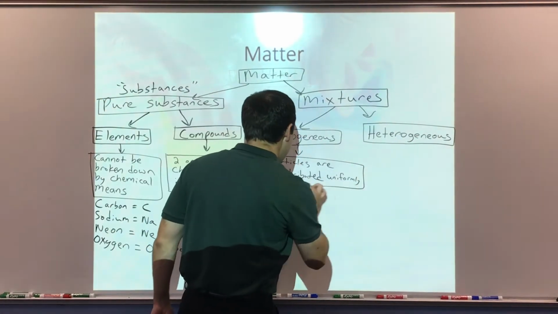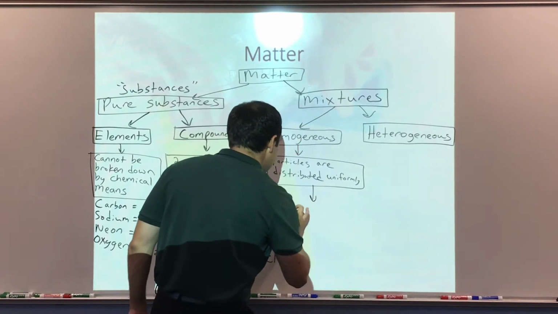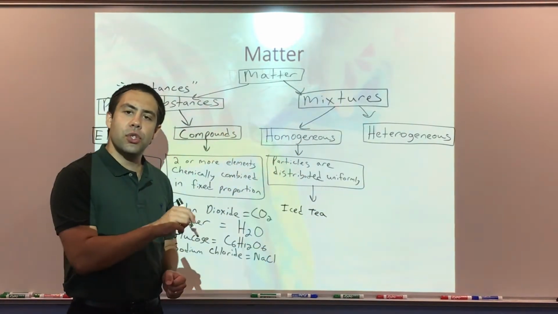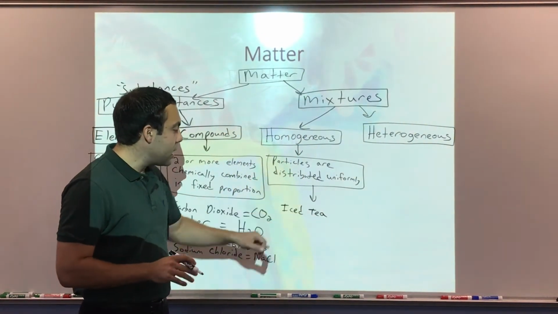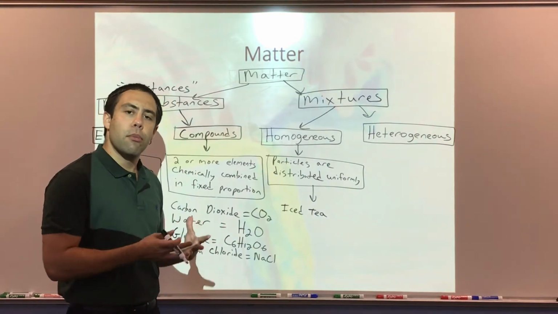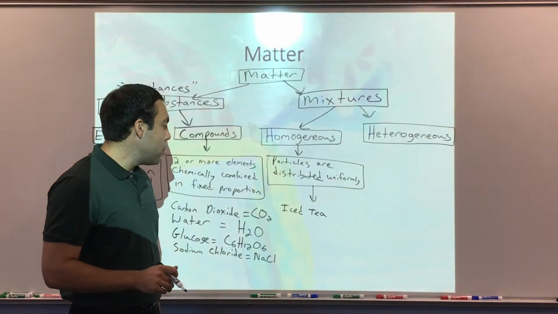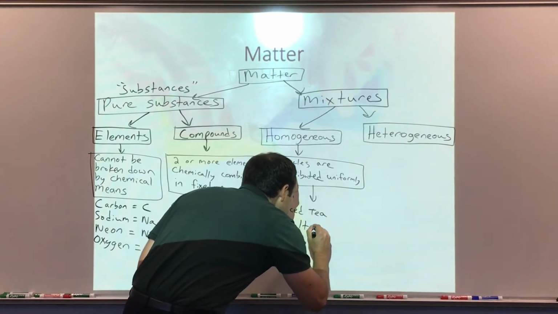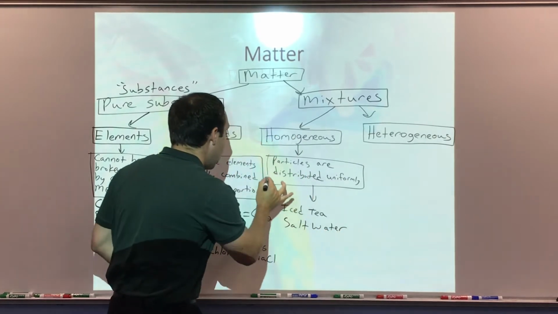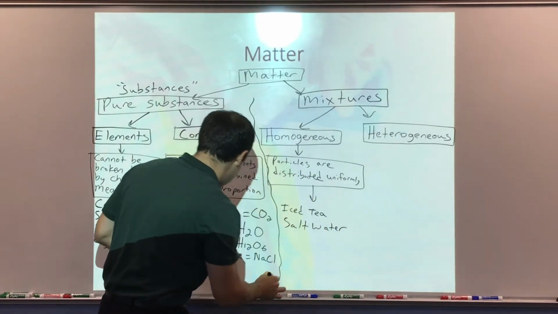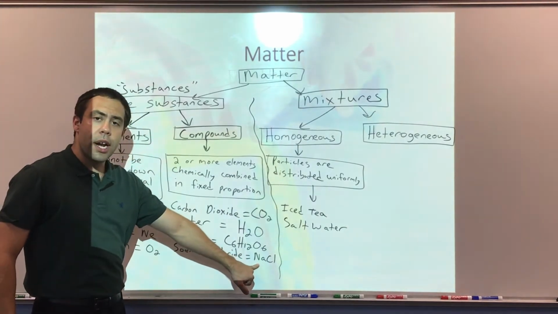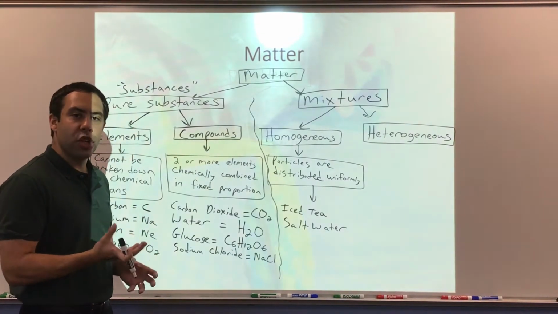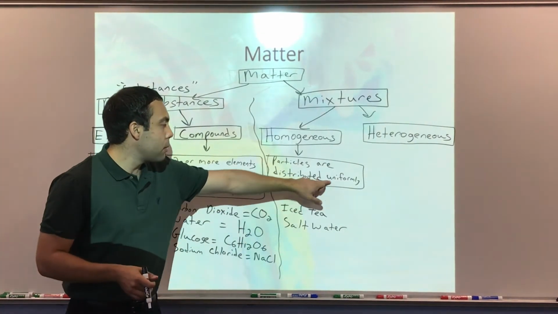So if you ever made iced tea from the powder, if you stir it well enough, you shouldn't see the individual components. It should look like one brown mixture. Or if you were to, just even simpler, take salt and mix it with water. Salt water, you have the compound sodium chloride, NaCl, you have the compound water, and you mix them together, and if you were to look at it, it should look like one uniform mixture.